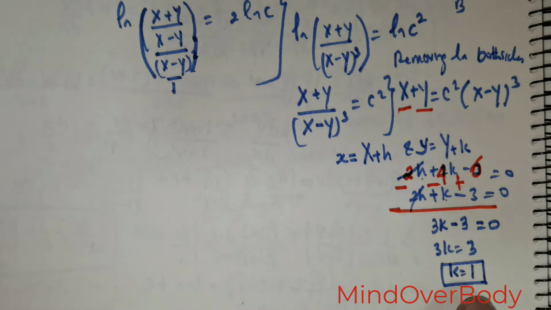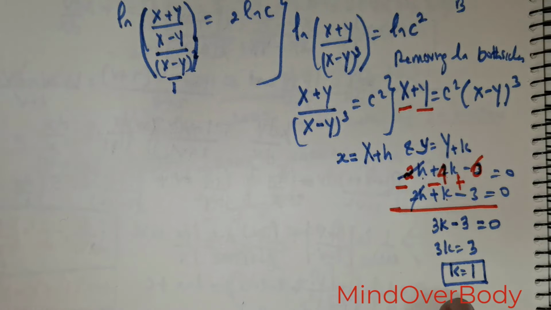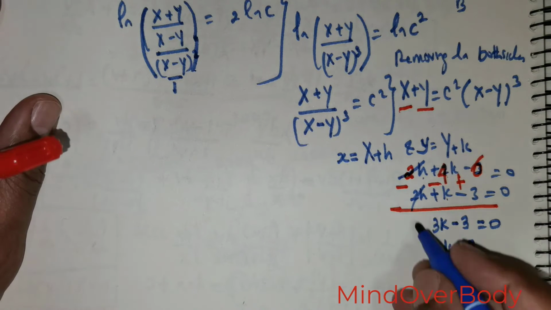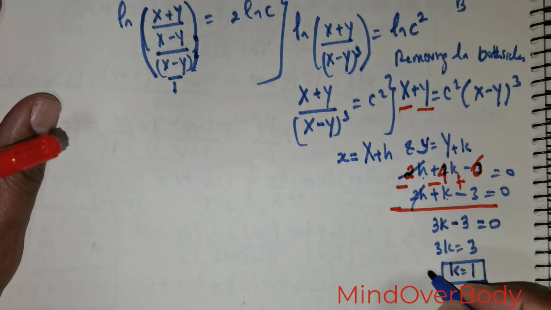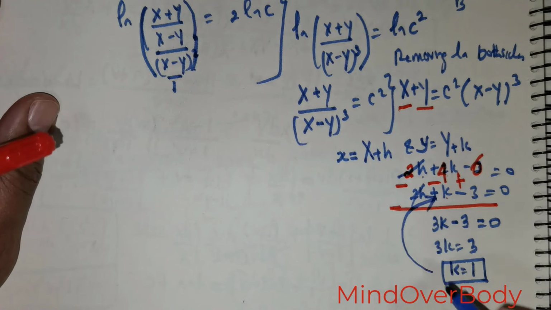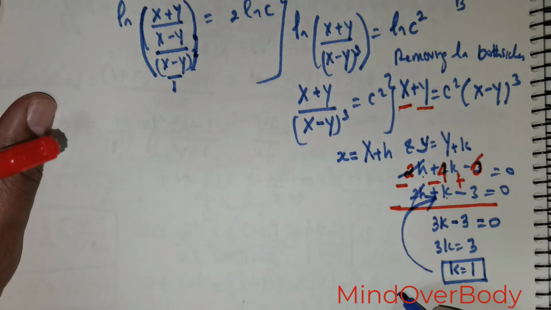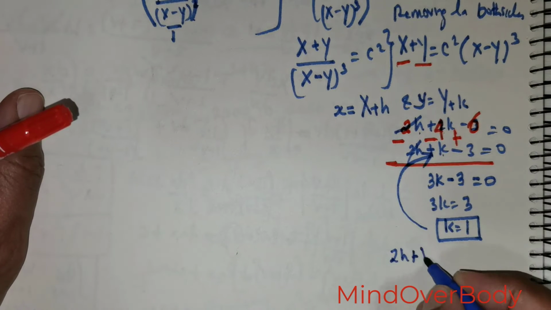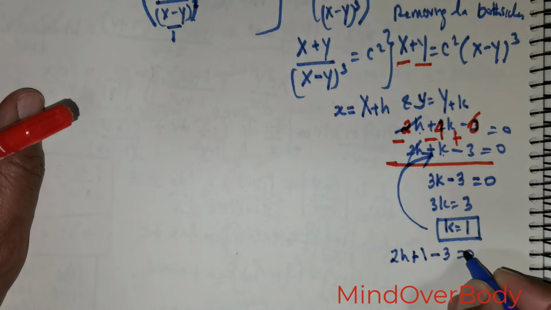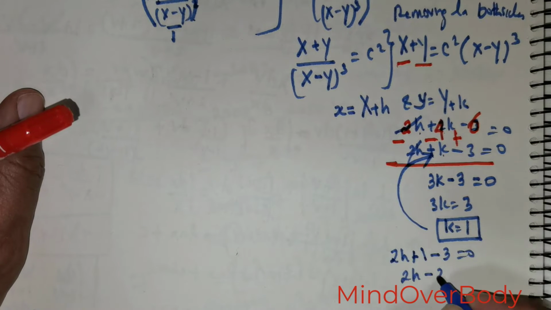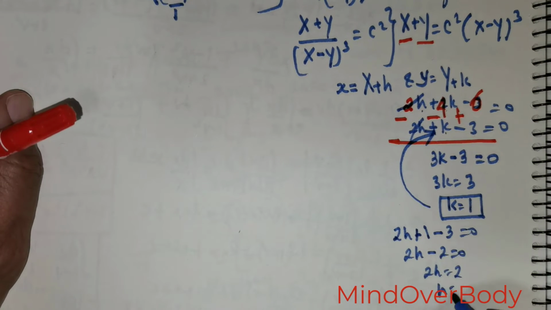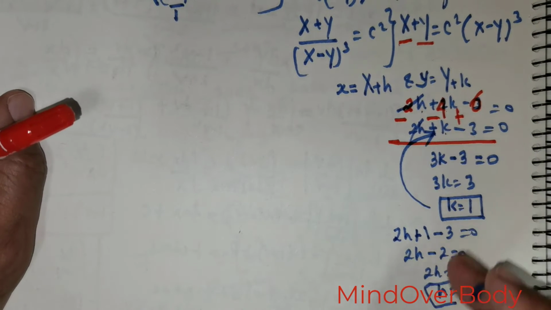So I've got the value of K. Now to get the value of H, all you need to do is to substitute it here. So just go and substitute the value of K over here, because I have not changed this system at all. So this is going to be 2 times H plus 1 minus 3 is equal to 0. This is going to be 2 times H minus 2 is equal to 0. So 2 times H is equal to 2, so H is equal to 1. So I've got the value of H and K.